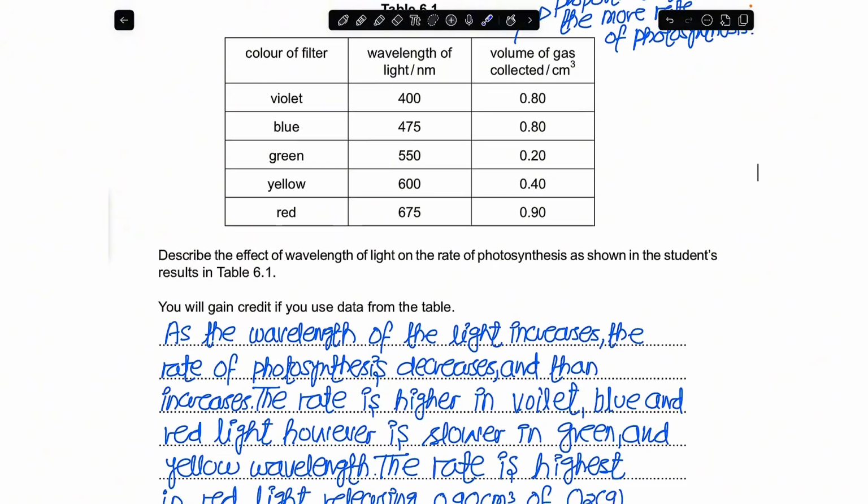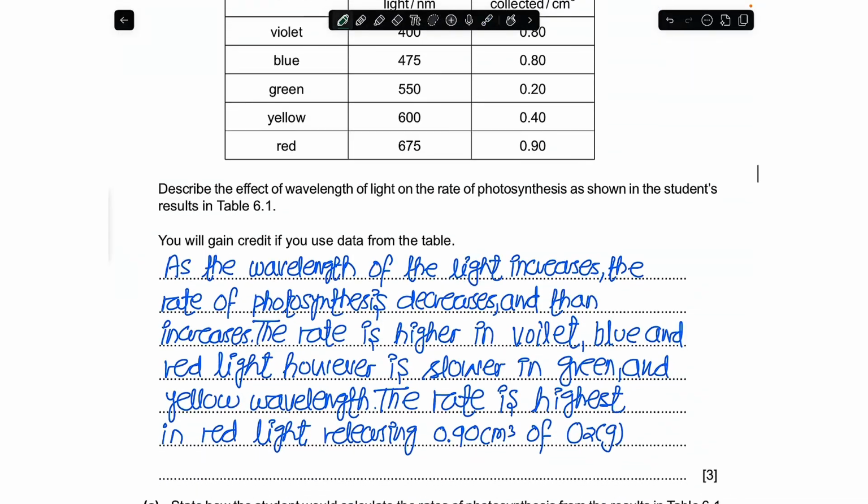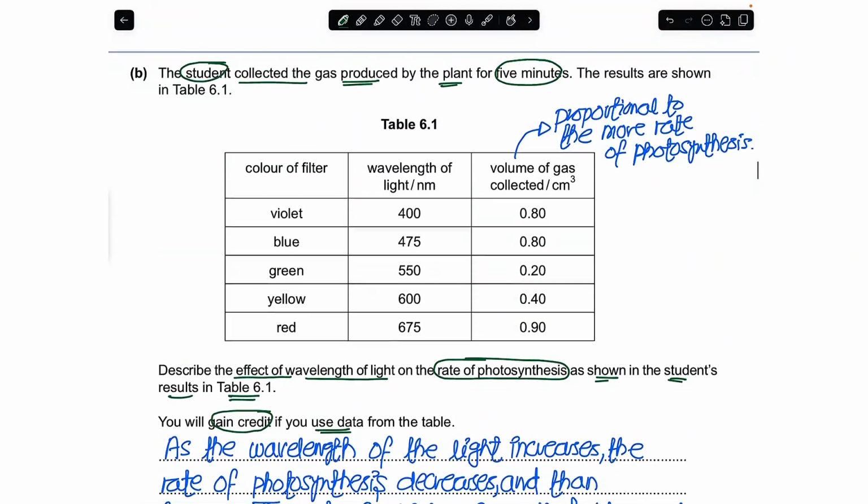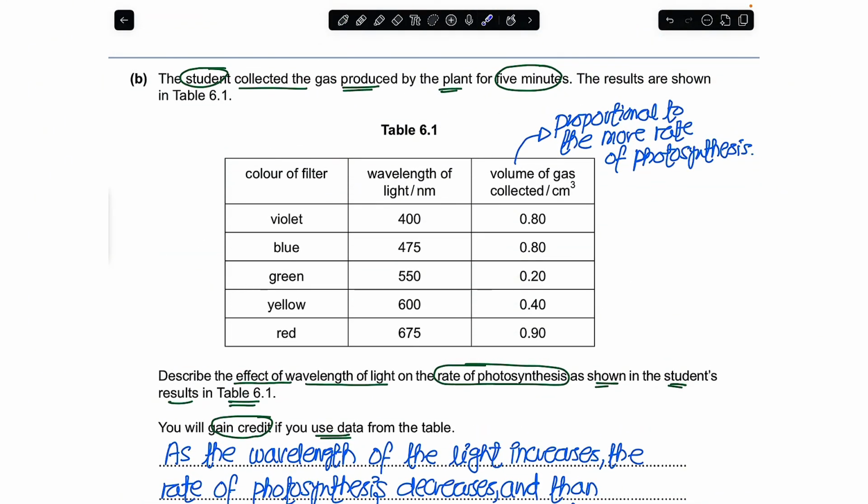So for a total of 3 marks, we are required to describe the effect of the wavelength of light on the rate of photosynthesis as shown in the student's results in table 6.1, and you would gain credit if you quote the quantitative numbers from the table. First is the general point for description. You would say that as the wavelength of the light increases, the rate of photosynthesis initially decreases and then increases again.